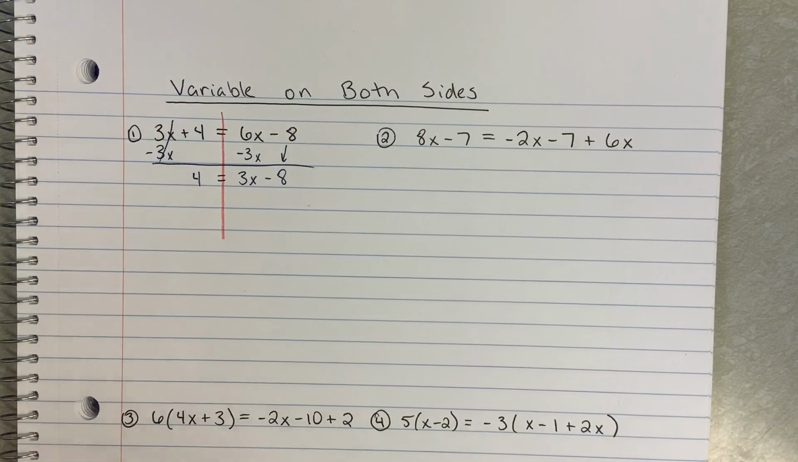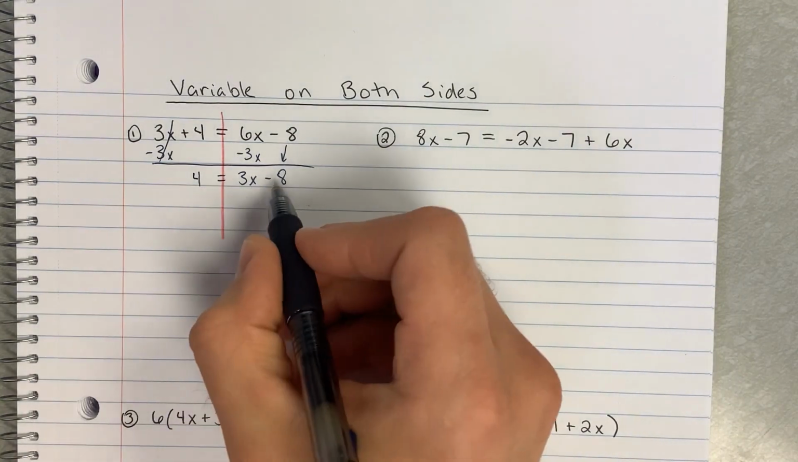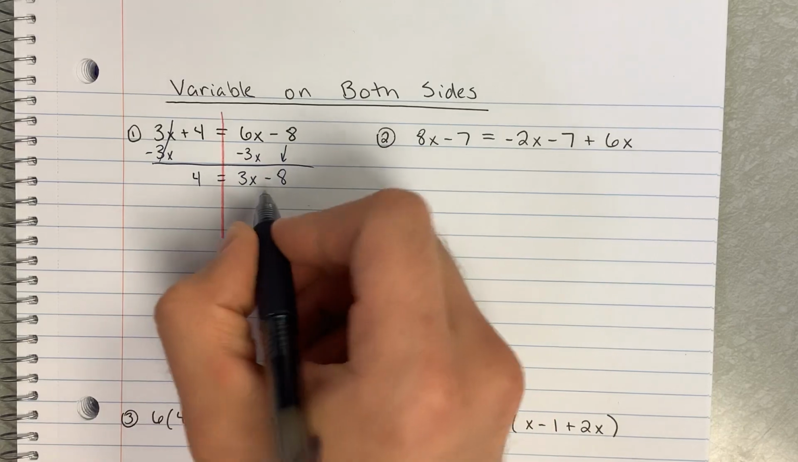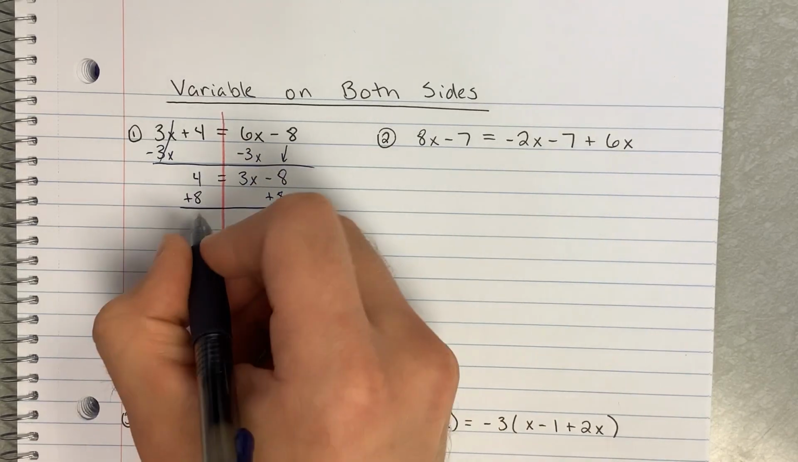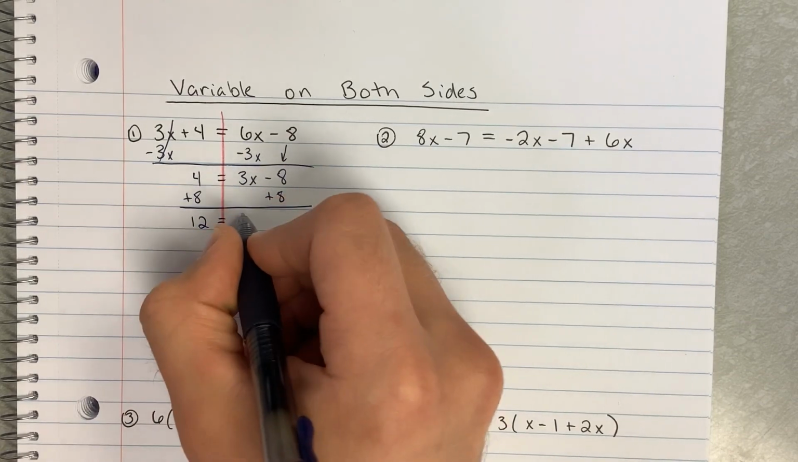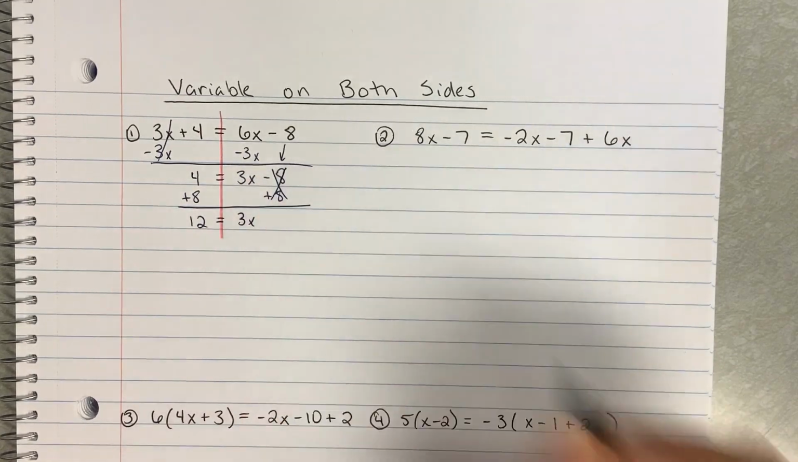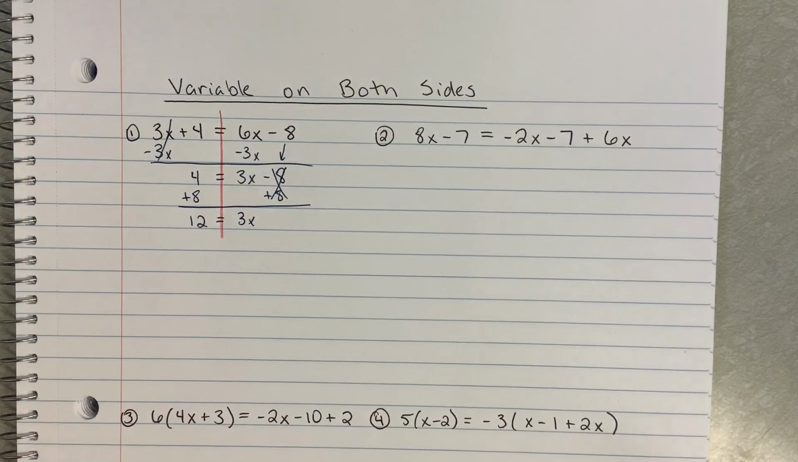Now, I got my variable to one side. I'm now in the 2-step range where I move my constant, move my coefficient. Well, my constant is going to be this negative 8 not attached to a variable. So I do plus 8, once to each side. 4 plus 8, 12. Can bring down my 3x. And those guys canceled out.